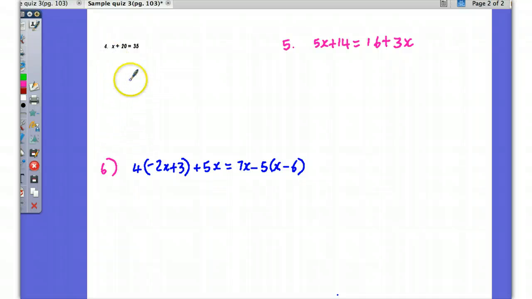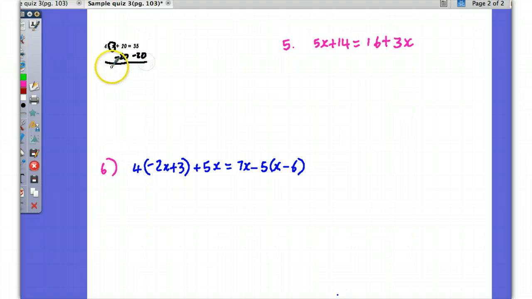Here's number 4. We're going to solve this, and then we're going to give a reason for each step. So I'm sure you probably already know what to do with this. This first one, we want the x to be by itself, because at the end we want to say x is equal to. So the first step is, since we have a plus 20, we're going to have to subtract the 20. We have to do the opposite, as you know.